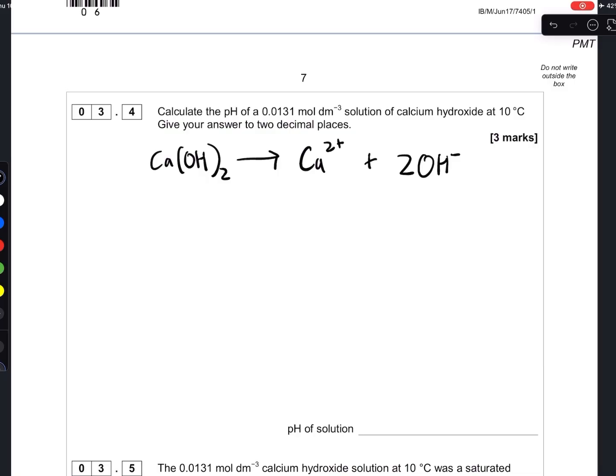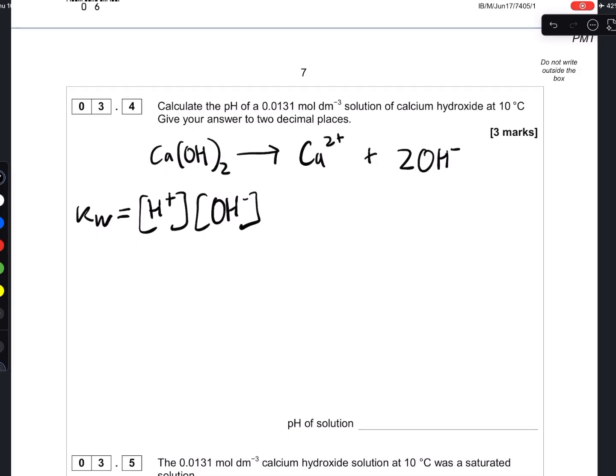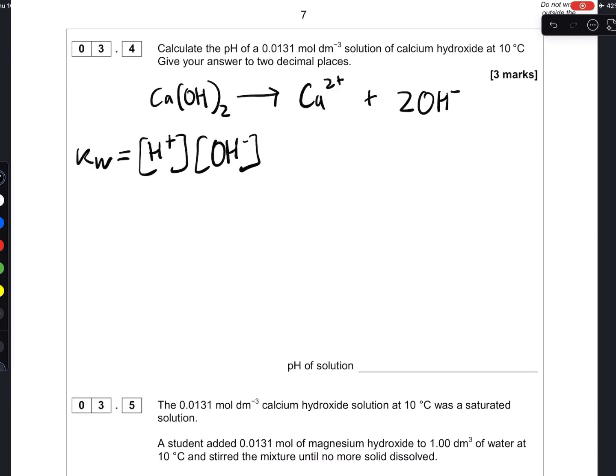Now, what equation involves OH minus? Kw. So if we write out our Kw equation, the question tells us that we have 0.0131 mole per decimeter cubed of calcium hydroxide, but there are 2 of those for every one of these, so our concentration of OH minus is going to be double this. Actually, I recommend rearranging this first to find H plus, because we're trying to find the pH. So that's going to be Kw divided by OH minus equals H plus concentration.